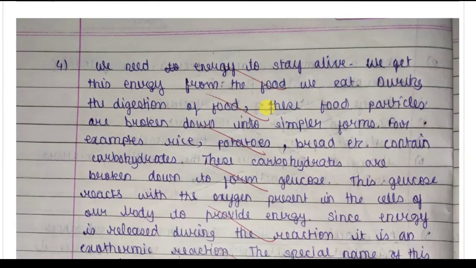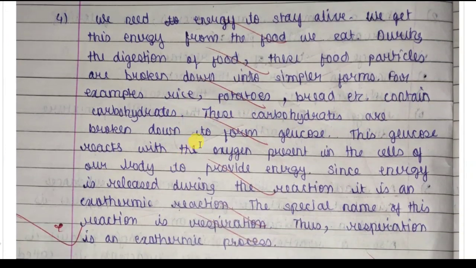During the digestion of food, these food particles are broken down into simple forms. For example, rice, potatoes, bread, etc. contain carbohydrates. These carbohydrates are broken down to form glucose. This glucose reacts with the oxygen present in the cells of our body to provide energy.